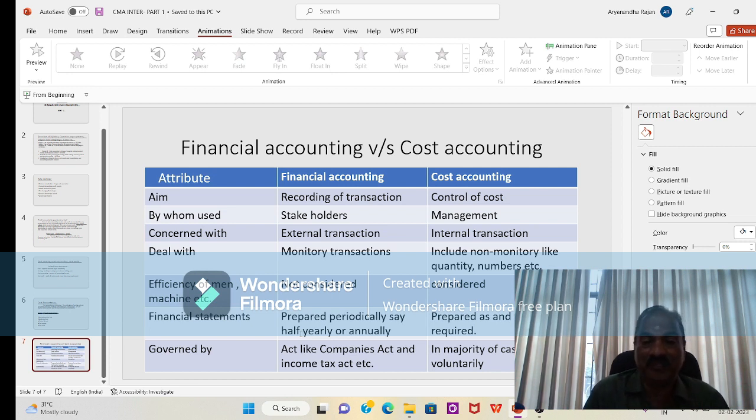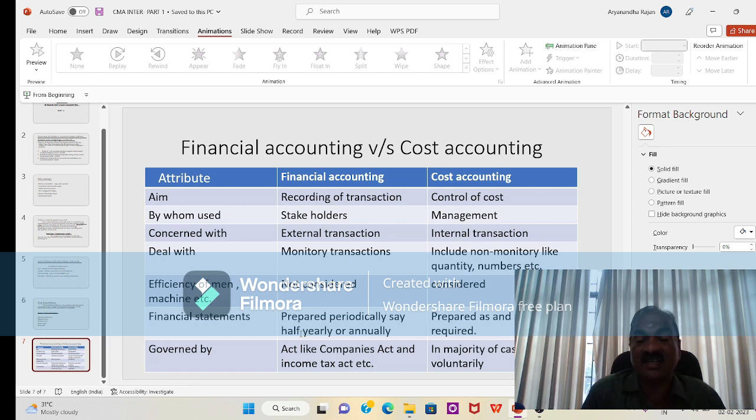All are interested. Then, in the case of cost accounting, management alone is bothered because cost data, no organization will give it to others. It is confidential in nature. So all stakeholders cannot have access to the cost data, but management alone is interested in cost data for various decision making. Then financial accounting is concerned with external transactions.